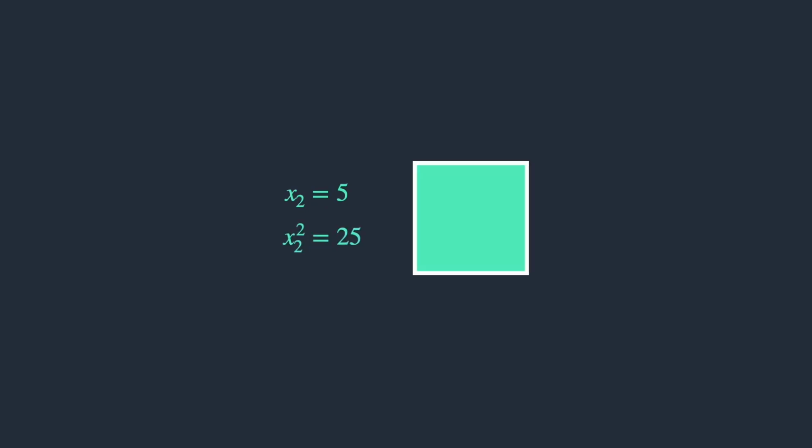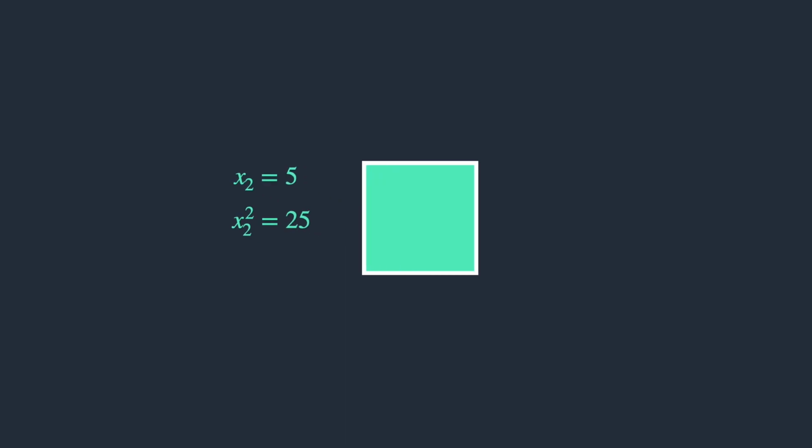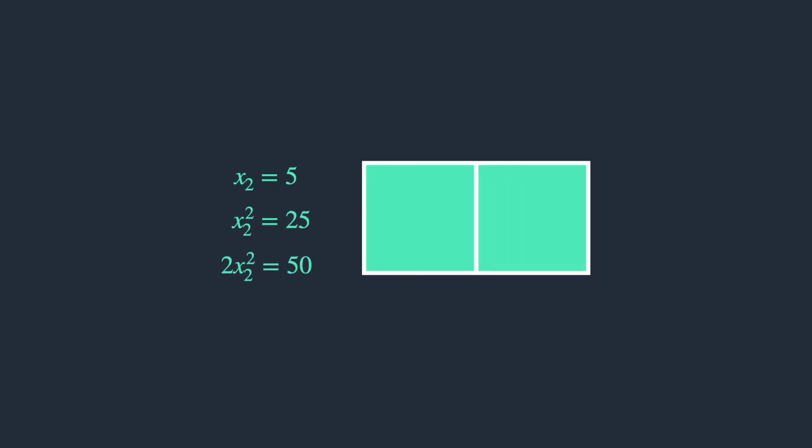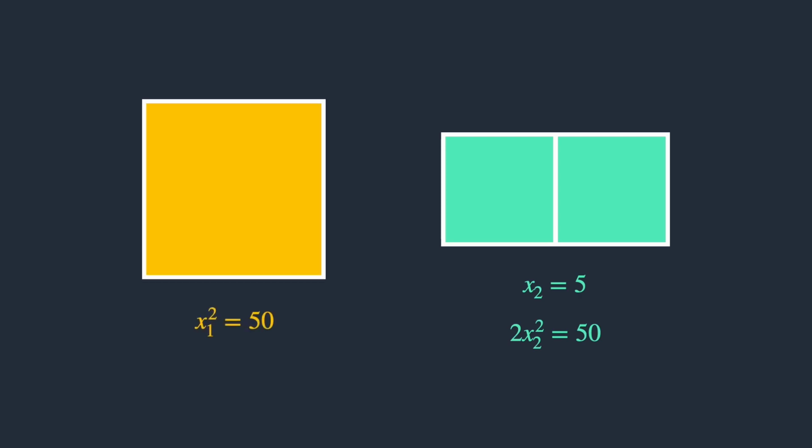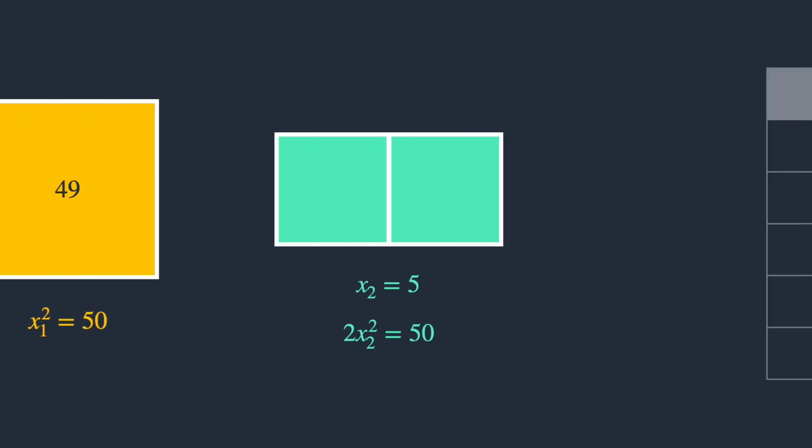Perhaps one way to start is an example. Let x2 equals 5, then x2 squared is 25, and 2 of these squares becomes 50. So the larger square must have area 50. If x1 equals 7, the larger square's area is 49, which is 1 short. So we are close to a solution, but on the other hand, there is not a prize for being close.